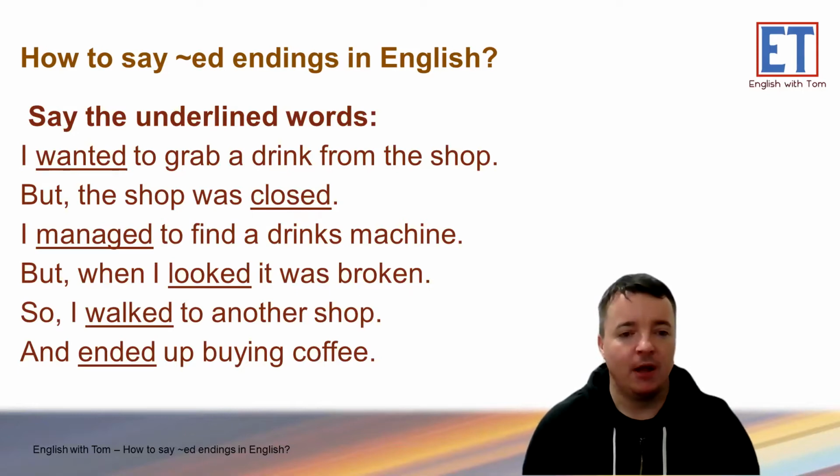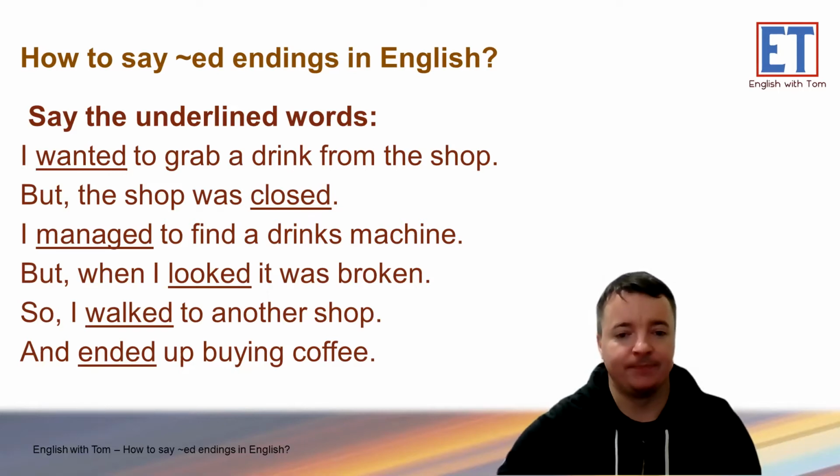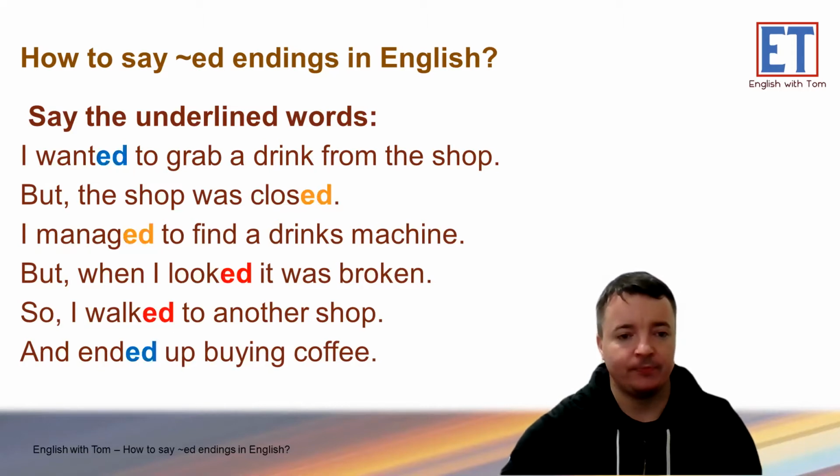Okay. I wanted to grab a drink from the shop, but the shop was closed. I managed to find a drinks machine, but when I looked, it was broken. So I walked to another shop and ended up buying coffee. Did you hear the different types of ed endings? Wanted, closed, managed, looked, walked, ended. There you go.